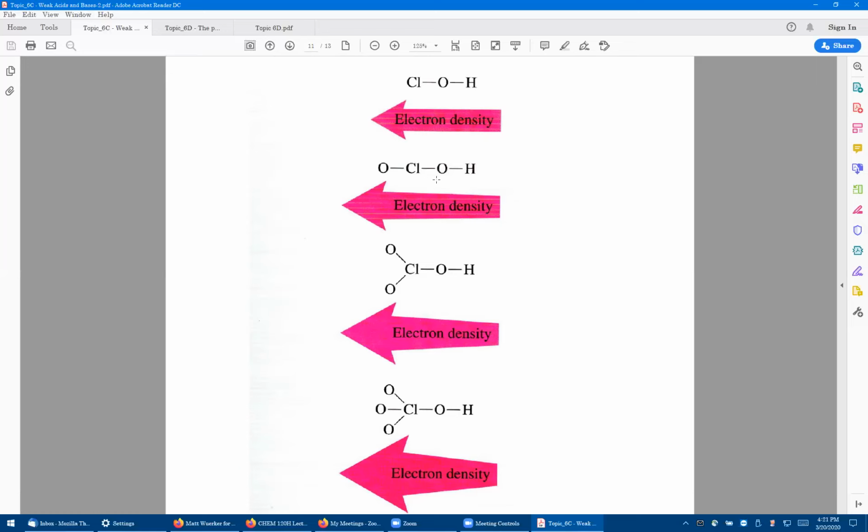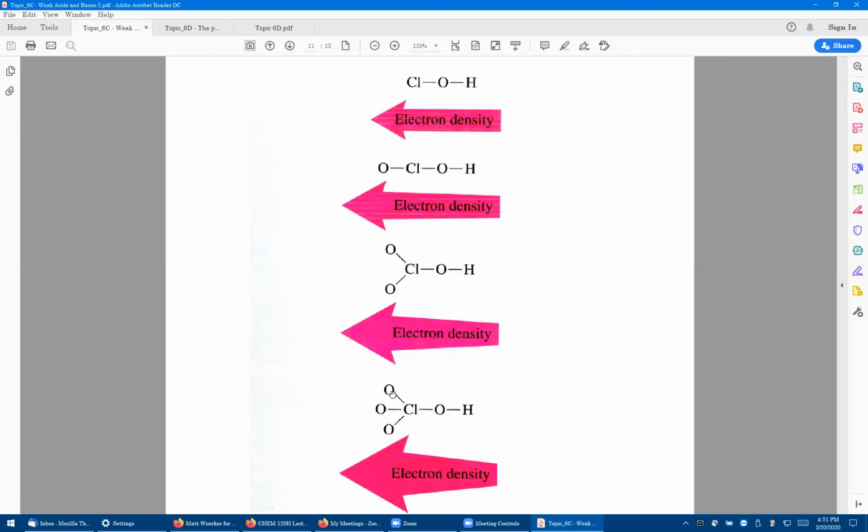Because of it, it withdraws electron density toward itself and weakens this bond. So as a result, chlorous acid is a stronger acid than hypochlorous by several orders of magnitude, in fact. If there were two oxygens here, this is chloric acid. Now there are two oxygens withdrawing electron density and making this OH bond still weaker. Chloric acid is almost, it's a borderline strong acid. The Ka is about 10 to the minus 1 or 2, or something like that.